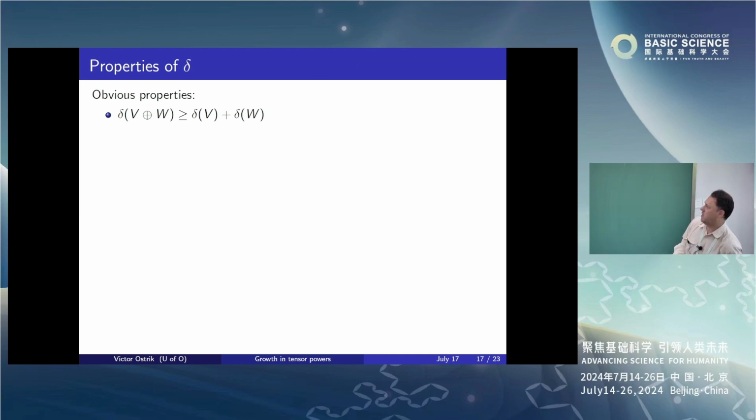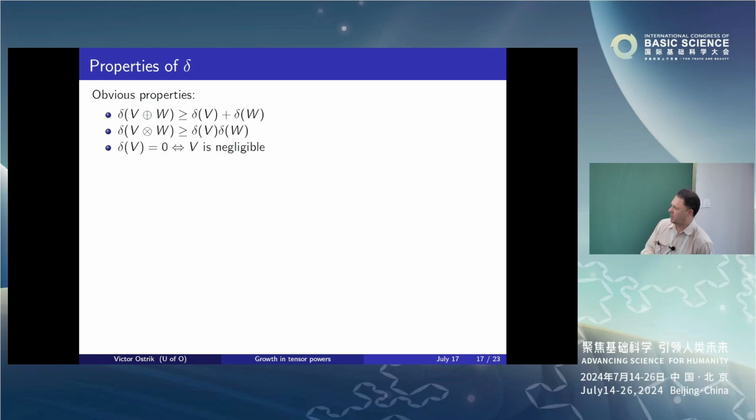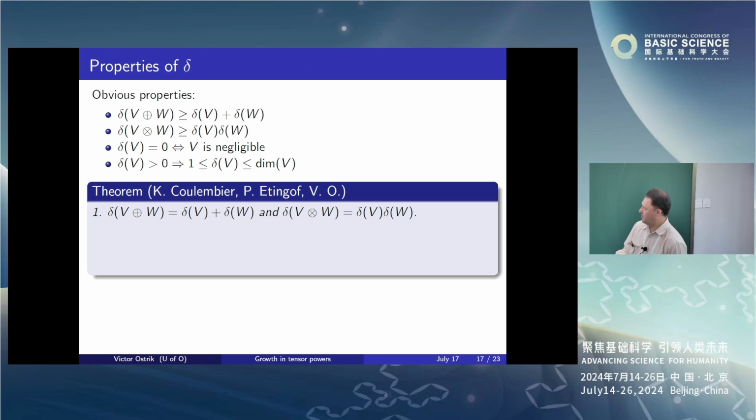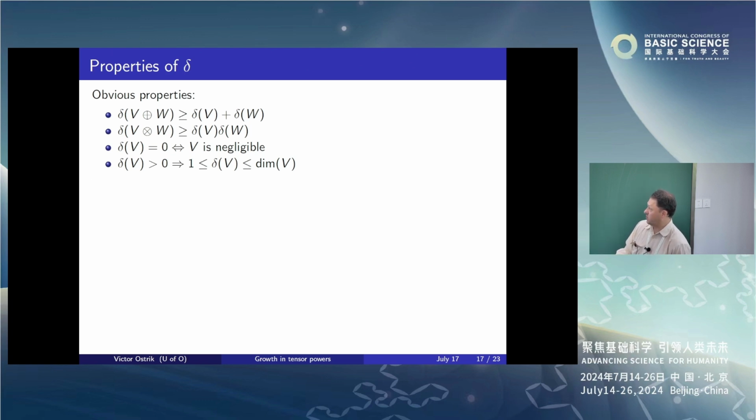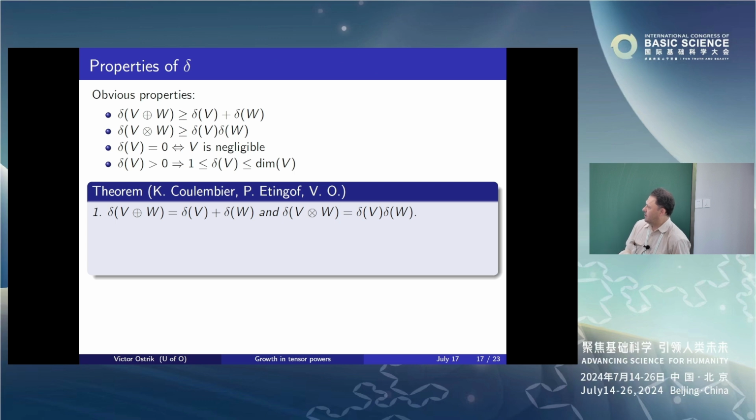Some properties which are really easy to deduce directly from the definition are that this invariant delta is sub-additive and sub-multiplicative. You will get 0 only if your original representation is negligible. If you get something greater than 0, then you get something greater or equal than 1. So these are elementary properties. Here is a theorem which says that things are much better than this. To state this theorem is easy, but the proof requires some non-elementary techniques.